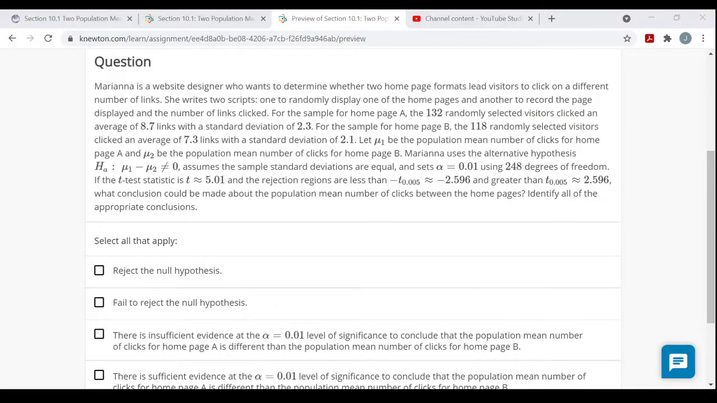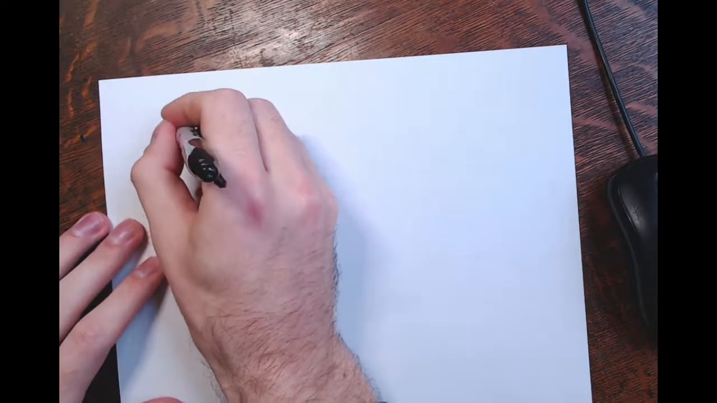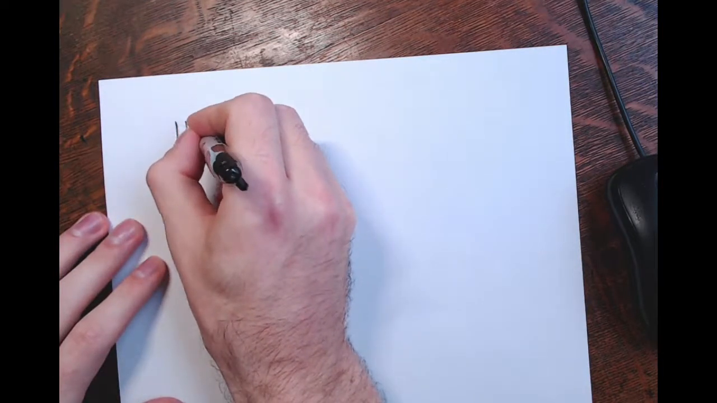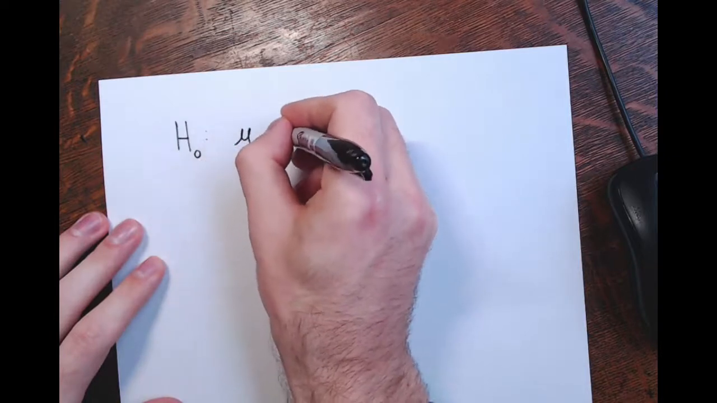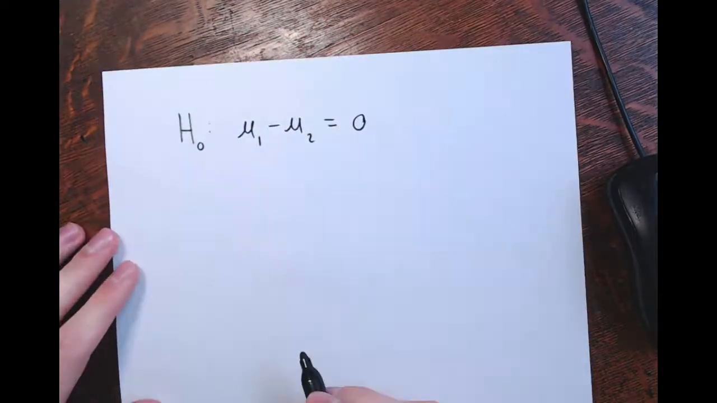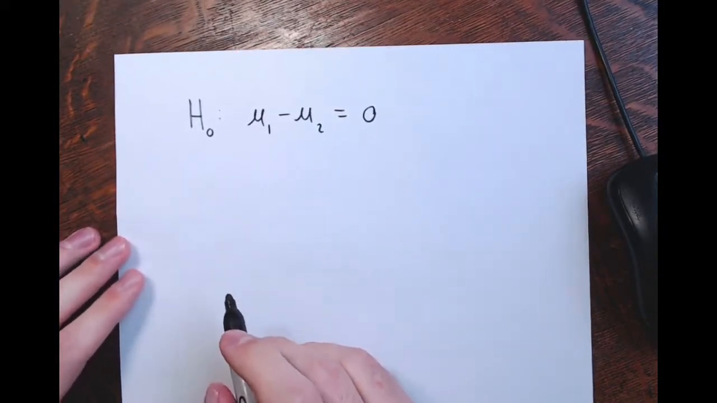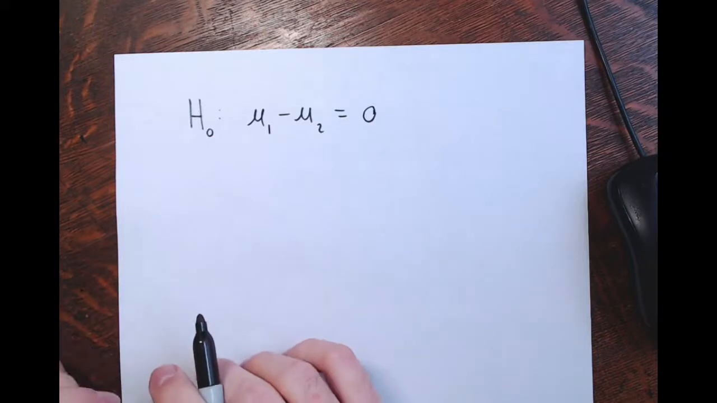Alright, so again, I'll go to a piece of paper and write down the information we're given here. Now the null hypothesis, what we'd be assuming to be true, is that the difference between these population means is equal to 0. Assume that there's no difference between the traffic, the number of clicks that each of these home pages get.